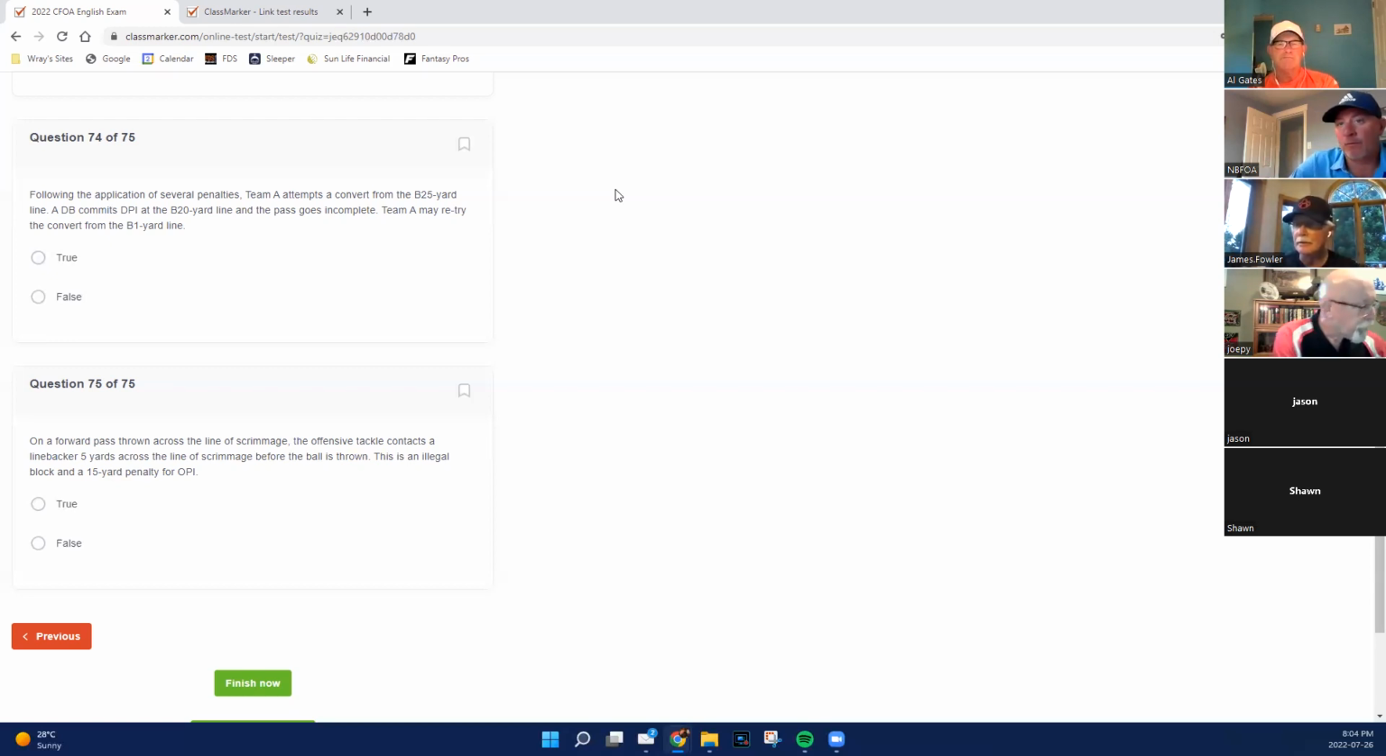Okay, well, DPI on a convert is always 15 yards or the one. It would only be the one if it was within the 15 yards. So they'd be at the 5. Exactly. So here they're at what yard line? The 25. The penalty took place at the 20, so it'd be... No, 15 yards from the 25, so it'd be the 10.